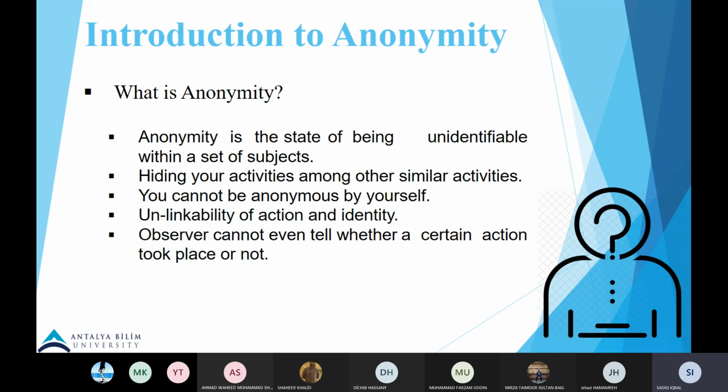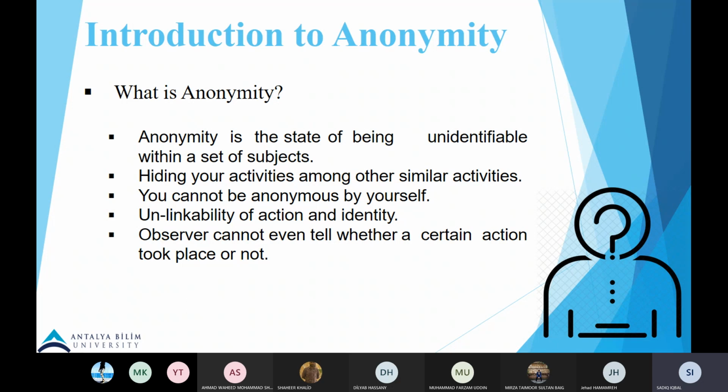Unlinkability of action and identity. That means if you are anonymous, a government organization, or any other organization or company, for example, you already know Facebook and Google, they track the information of the users, so they can directly link the action and the identity of the user by following the patterns, the habits, what the user does. So being anonymous, the action and identity cannot be linked. They are unlinkable. An observer cannot even tell whether a certain action took place or not.